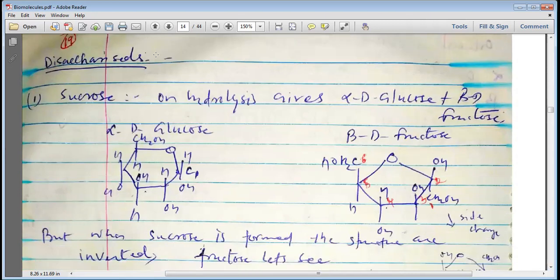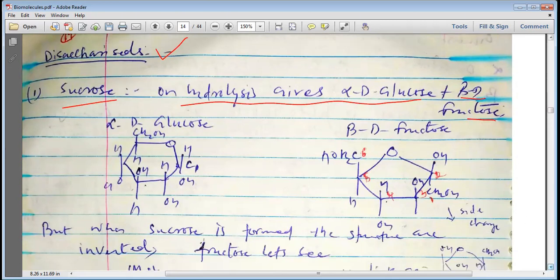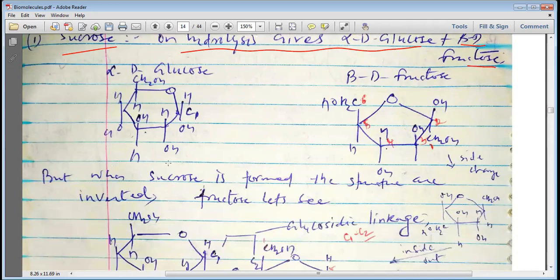Now, my dear students, we want to study the disaccharides. The first disaccharide is sucrose. On hydrolysis, sucrose gives alpha D-glucose and beta D-fructose. You can see that we have here the alpha D-glucose where the OH group is present on the right-hand side, and beta D-fructose where the OH group is present on the right-hand side. This is how from sucrose we get alpha D-glucose and beta D-fructose.